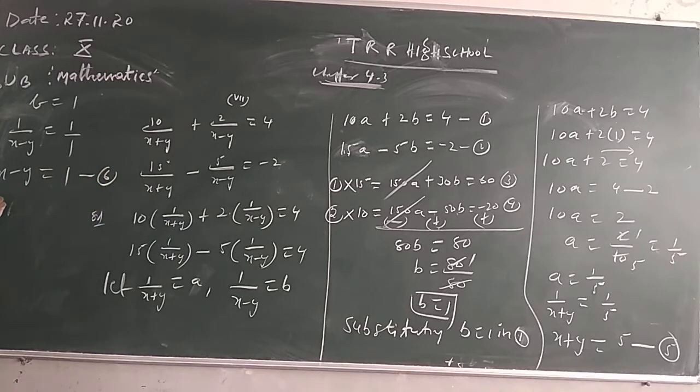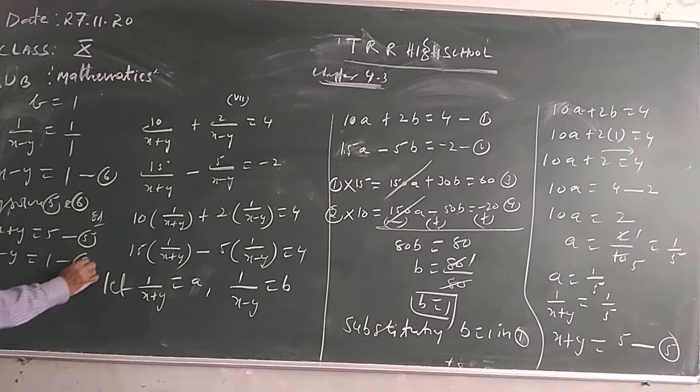By solving the fifth and sixth equations. The fifth equation is x plus y equal to 5. The sixth equation is x minus y is equal to 1. So, plus y and minus y cancel, 0. x plus x, 2x. 5 plus 1, 6. x is equal to 6 by 2, that is equal to 3. x is equal to 3, you got.